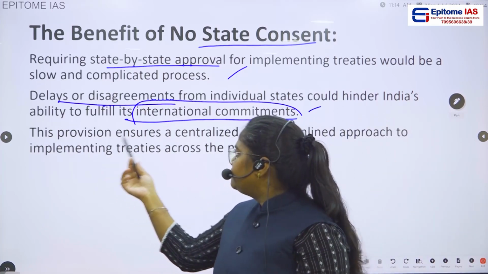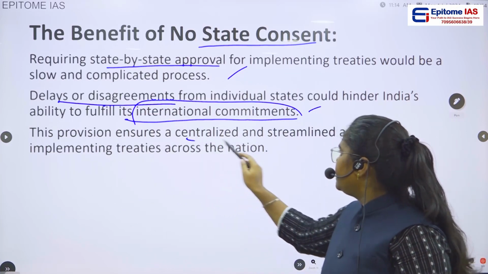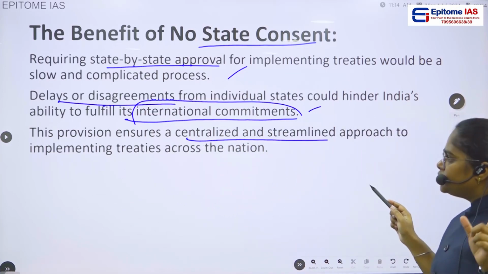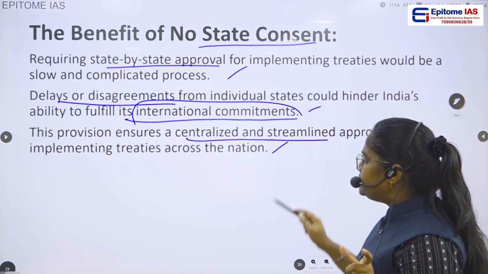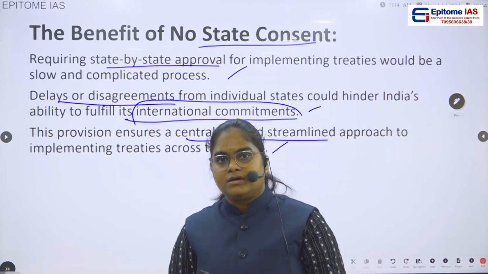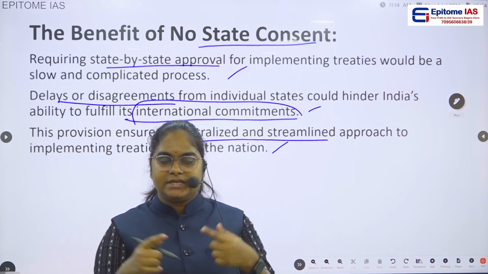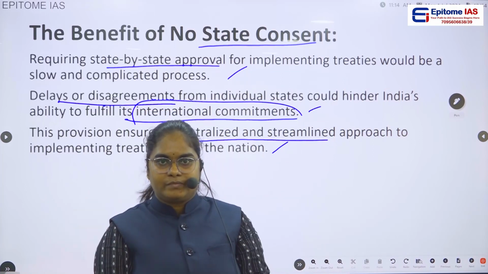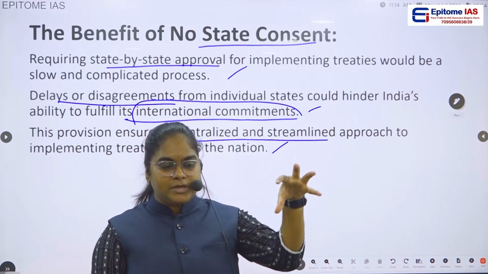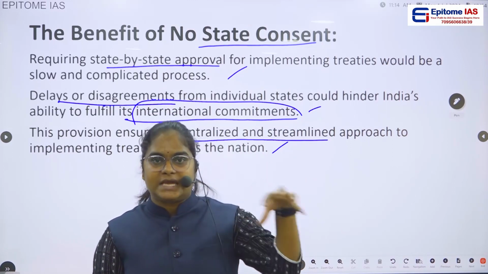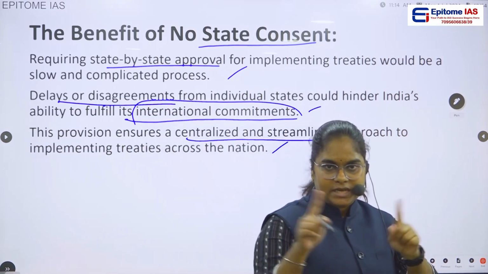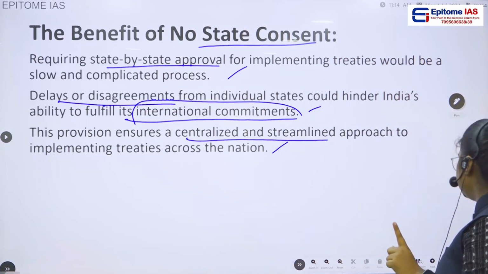Then this provision ensures a centralized and streamlined approach to implementing treaties across the nation. So when parliament is making law without the consent of the states, then it will be a centralized law. Okay, there will be no difference between different states. It will be a centralized law. Okay, that is also one of the reasons.